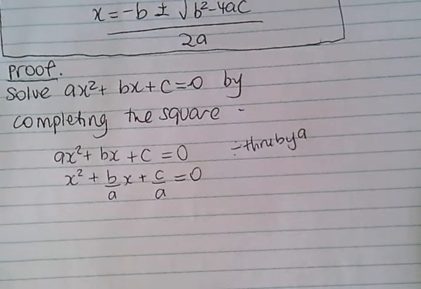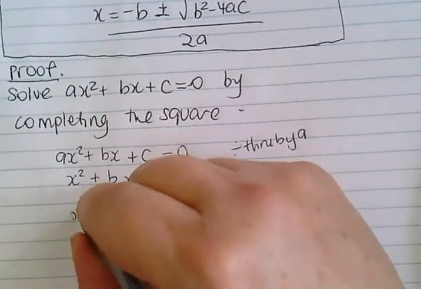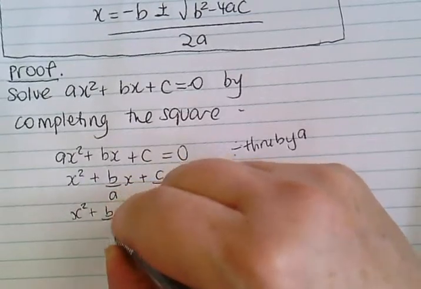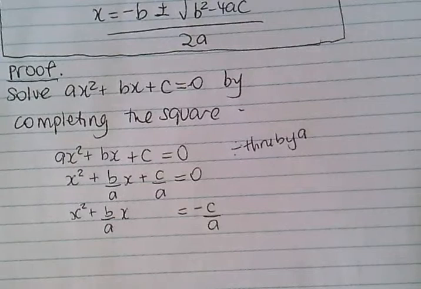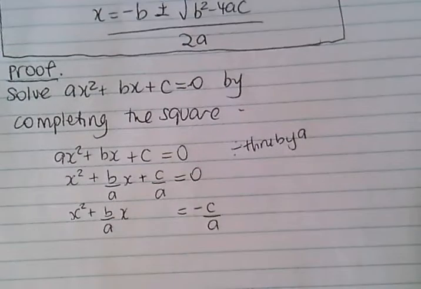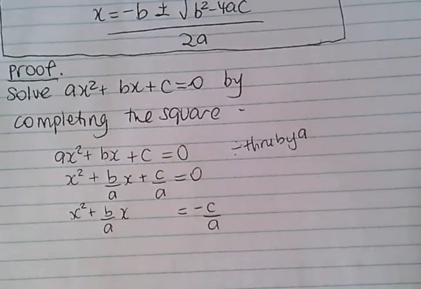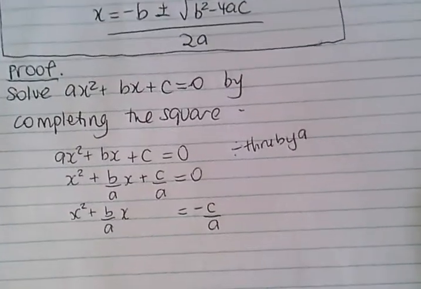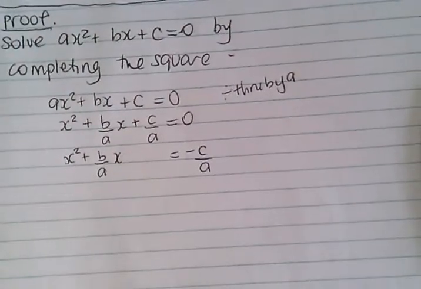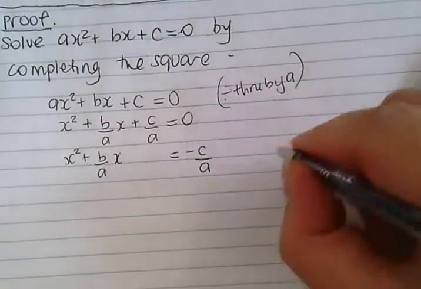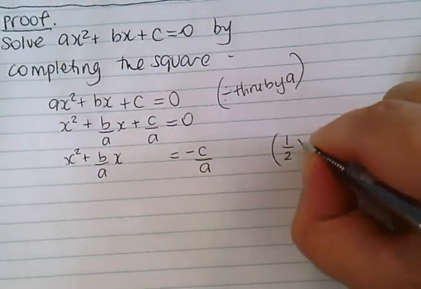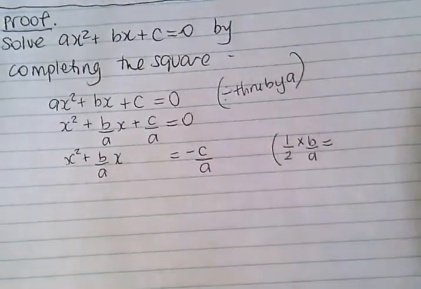Now remember, when I want to complete the square, don't I just like to keep on the left-hand side the x squared term and the x term, and I take the constant term over to the right-hand side? Now c on a is a constant because there's no x in it. What's the next step of completing the square? Don't I halve the coefficient of the x? So what is a half of b over a?